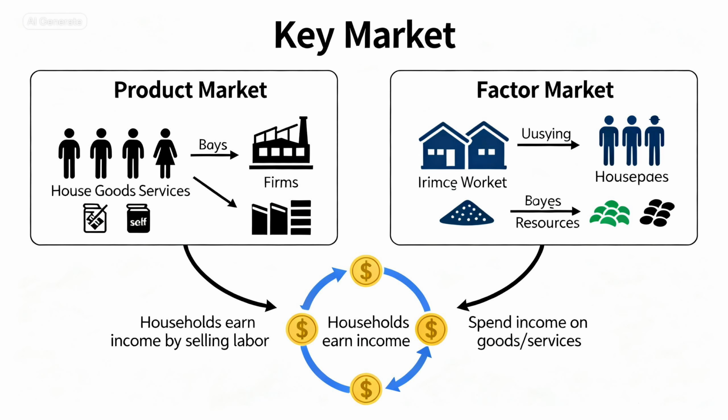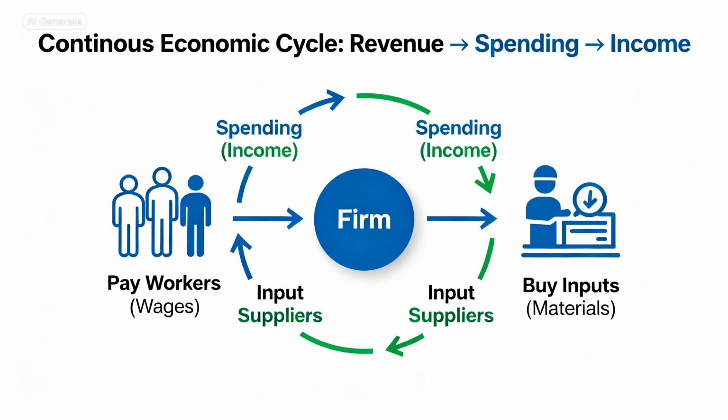The money flows in a loop. Households earn income by selling their labor, then spend that income on goods and services. Firms use that revenue to pay workers and buy inputs. This model captures a continuous cycle of spending and income that keeps the economy functioning.